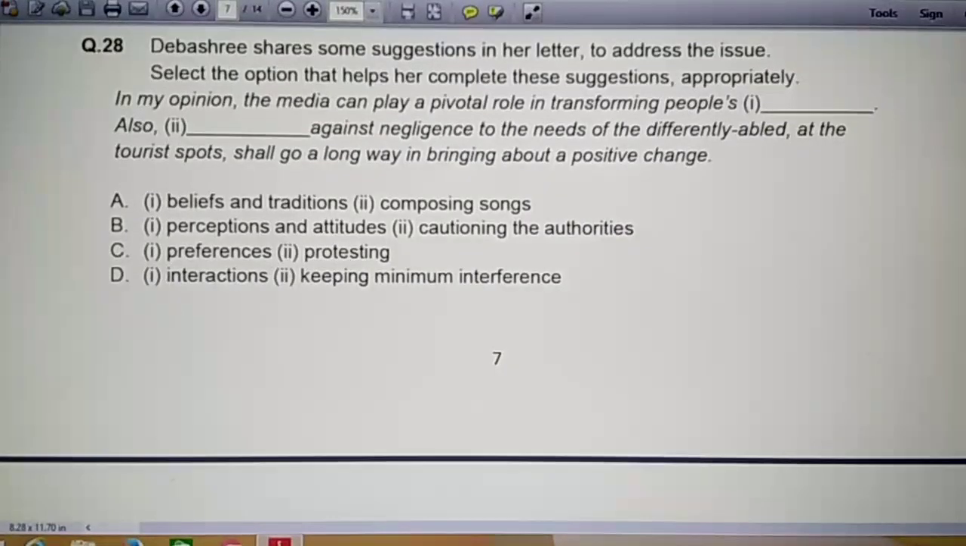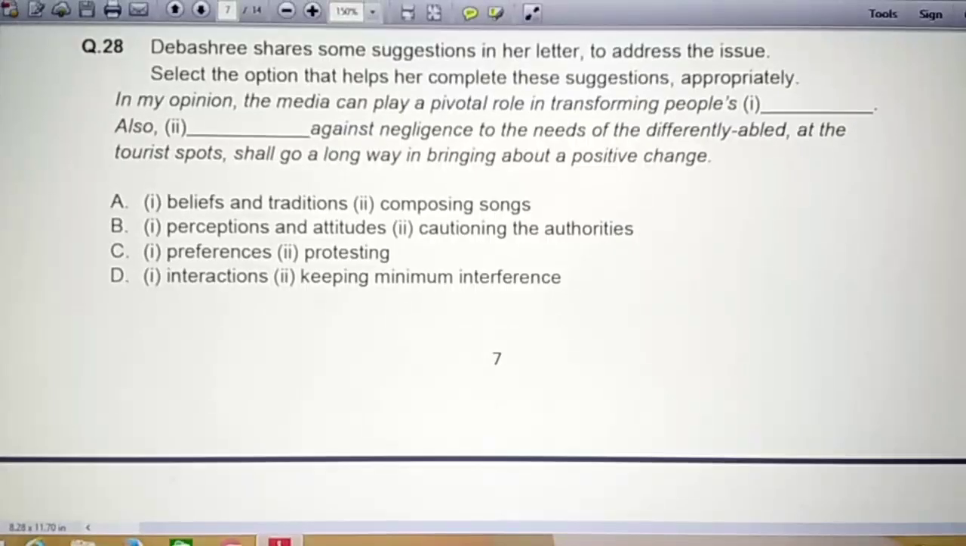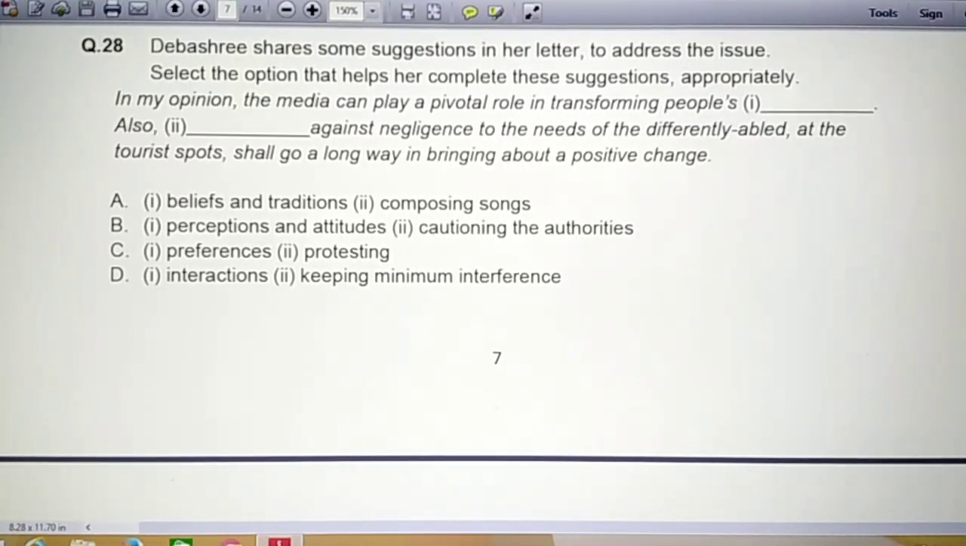Here comes question number 28. Debashri shares some suggestions in her letter to address the issue. Select the option that helps her complete these suggestions appropriately. In my opinion, the media can play a pivotal role in transforming people's 1 dash. Also, 2nd dash, against negligence to the needs of the differently abled at the tourist spots shall go a long way in bringing about a positive change. So the right option for that will be B, perceptions and attitudes, and 2nd one, cautioning the authorities.